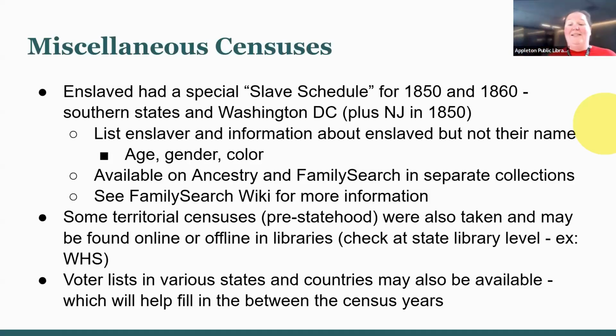I always recommend checking at the state library level. So like for us in Wisconsin, that's the Wisconsin Historical Society. They have a collection of our territorial censuses before we became a state in Wisconsin. There's also various voter lists in various states and countries that might be available online, which can help also fill in those gaps between the census years that you might find your ancestors in.